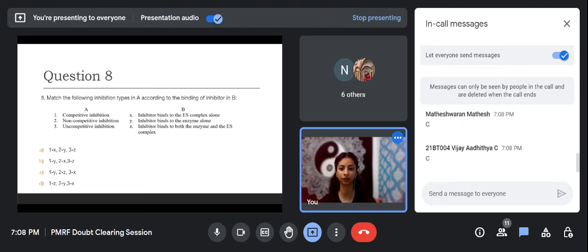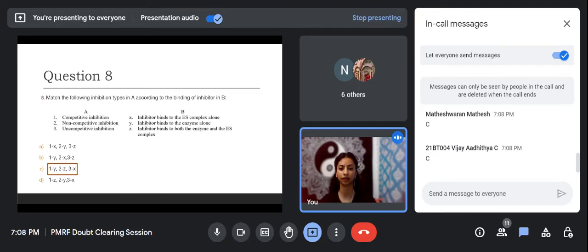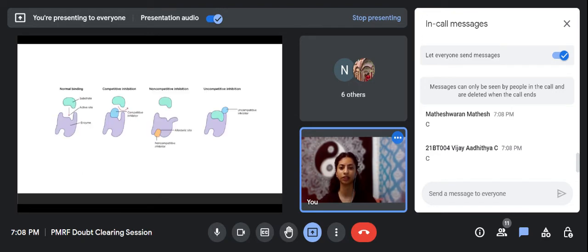C, okay. The answer is C. So in normal binding, the substrate will go and bind to the enzyme. In competitive inhibition, the inhibitor will bind to the site where the substrate was supposed to bind. And since it is now occupying that site, the substrate can't come and bind. So it's competitive inhibition. In non-competitive inhibition, the inhibitor will bind in a separate site, but that will change the configuration of the site where the substrate was supposed to bind. And because the configuration has changed, the substrate cannot bind.